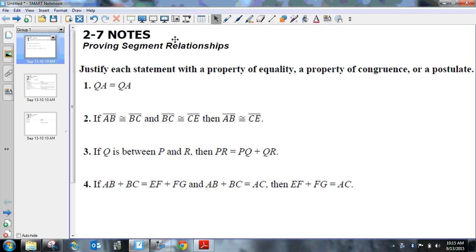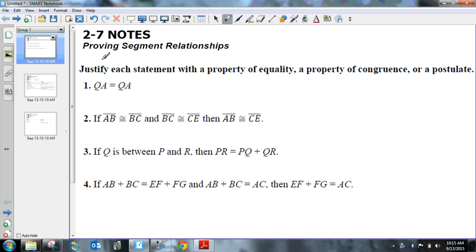Okay, the following is a video over 2-7 notes, and this is about proving segment relationships. So we are continuing our study with proofs. We'll be spending a lot of time going over proofs and how we write them and all that kind of stuff. So the first few problems is really about just given a statement, what property of equality or property of congruence or postulate are we using to make this statement?